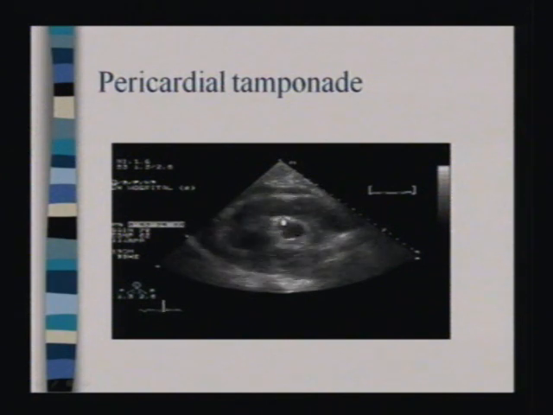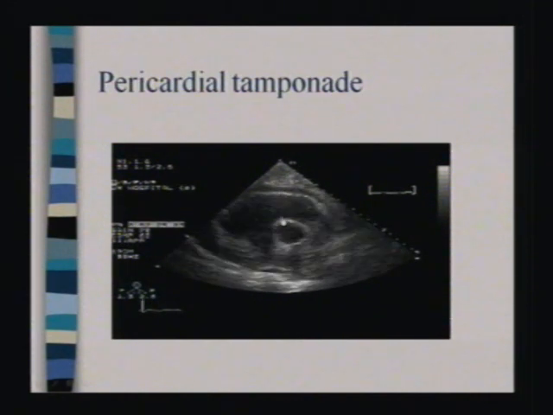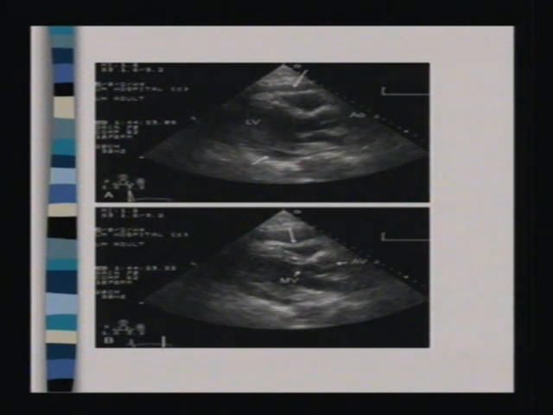Here is what I was talking about, RV diastolic collapse. You can see that in diastole the RV collapse is occurring. Normally it should not go down in diastole. This is again a patient of tamponade, mitral valve open, aortic valve closed, and there is invagination of the RV. The arrow below shows what is called RV diastolic collapse.